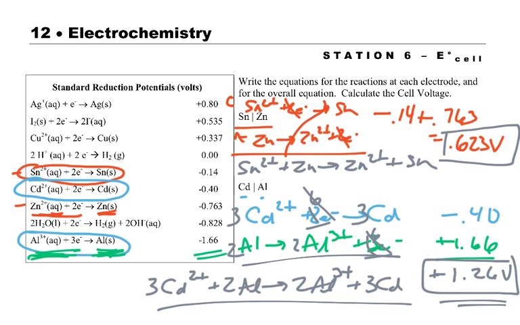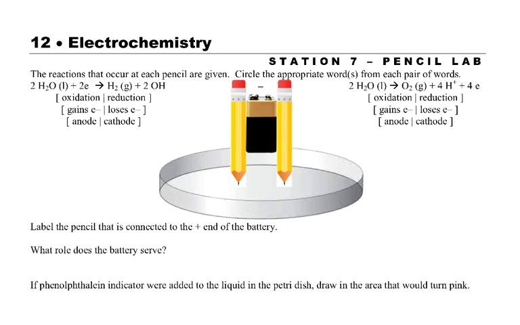And notice again, I did not multiply this by 3 and did not multiply that by 2. Those numbers are already taken. We just use them as is off the chart.